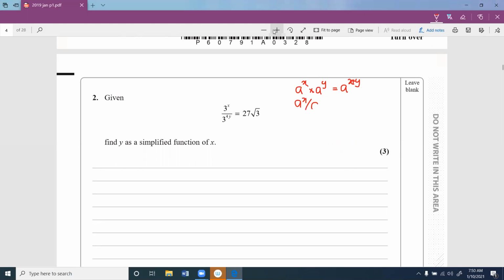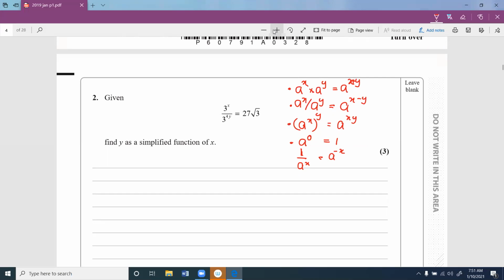Then if you divide any indices, that turns into a to the power x minus y. The third fact is a to the power x, to the power y. You can multiply them and write a to the power xy. The other fact we know is a to the power 0: any term to the power 0 is 1. The next theory is if you see 1 over a to the power x, or some constant over a to the power x, you can bring it up and write a to the power minus x. Those are the first principles we should know about indices.